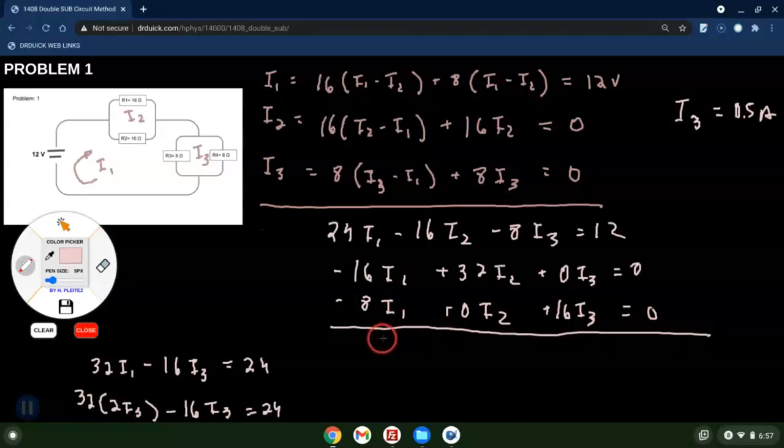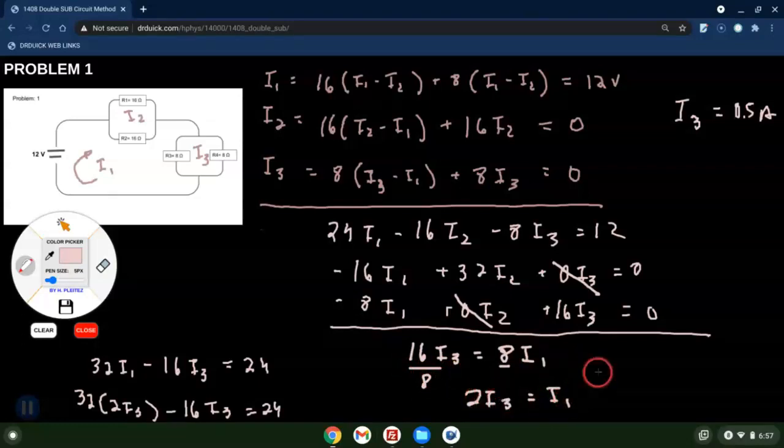So first thing you're going to do is plug it in, because this one has nothing here. We could probably cross this out because they have nothing. And you just put I3 in for this one, you can solve for I1. So we know that 16 I3 equals 8 I1. So we had this, so it's 2 I3 equals I1. So this number times 2 equals I1. I1 equals 1 amp. Let's do I2.